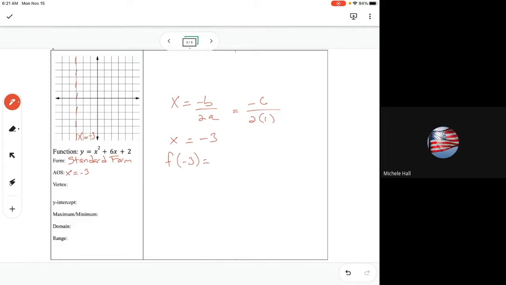Next, we're looking for the vertex. We know the vertex lands right on the axis of symmetry, so we're using x equals negative 3 and substituting it into the function. 9 minus 18 plus 2. The vertex, therefore, when x is negative 3, we get that y is negative 7.